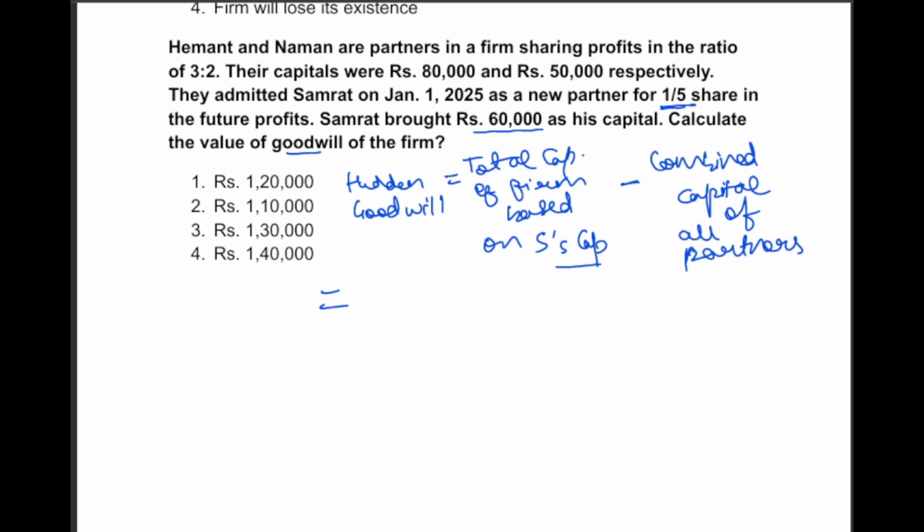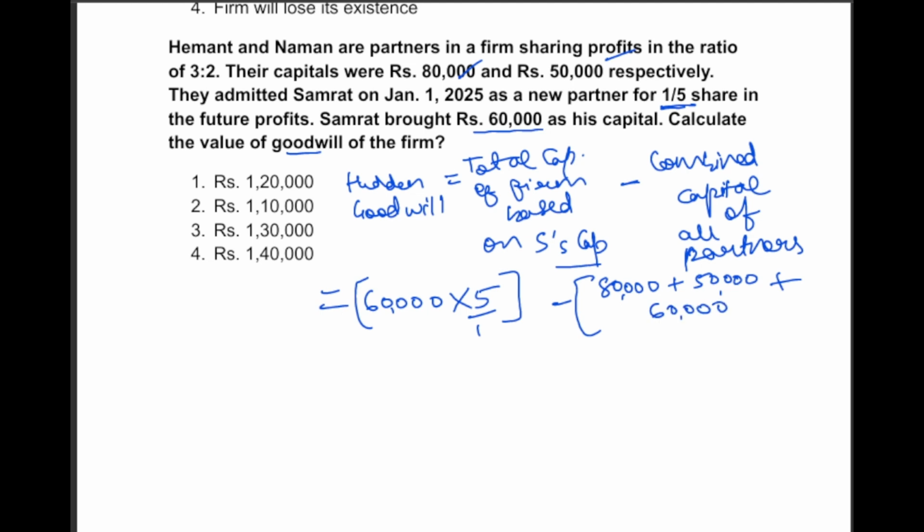The new partner is bringing 60,000 capital for a 1/5 share. We'll cross multiply, minus the combined capital. We'll add the capitals of the old partners, which are 80,000 and 50,000 given in the question, and the capital of the new partner. Samrat is bringing 60,000.